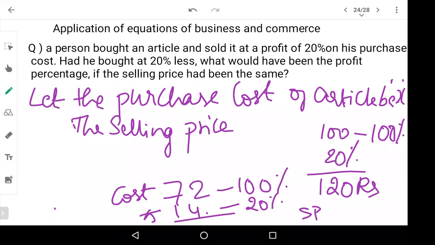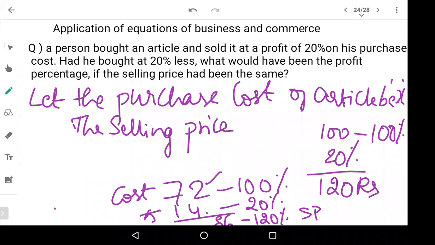So what is the selling price that I am selling it at? 14 plus 72, 86 rupees I am selling the product. Okay, so this 86 rupees is nothing but 120% of 72. 120% of the cost price. Correct? Did you all understand this logic?